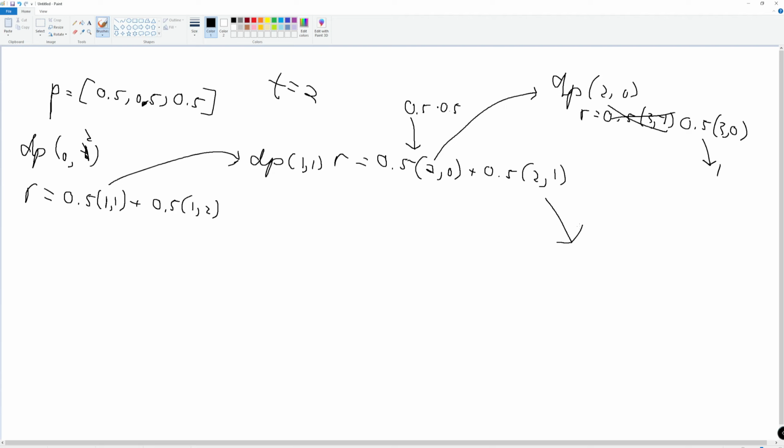Okay, remember we have to have a res again, equals 0.5 times, so we go to index 3, 0, plus 0.5, index 3, 1. Now we know that index 3 is the length of p, so whenever we reach the end and our target is not 0, that's going to give us 0, right? So this is going to be 0. This is going to be 0.5, so that's going to return 0.5 up here.